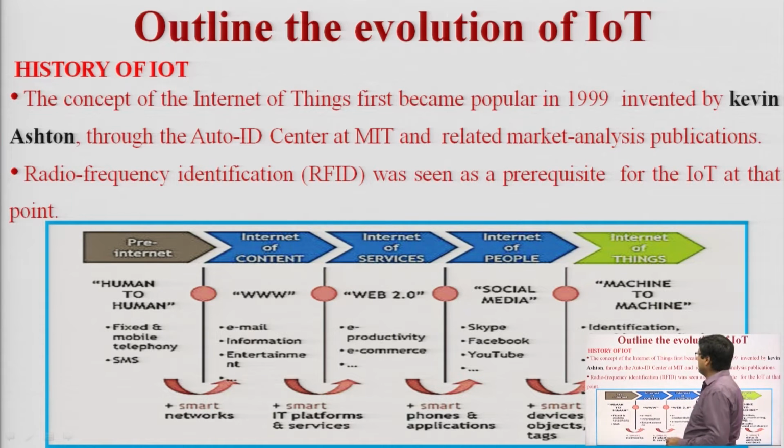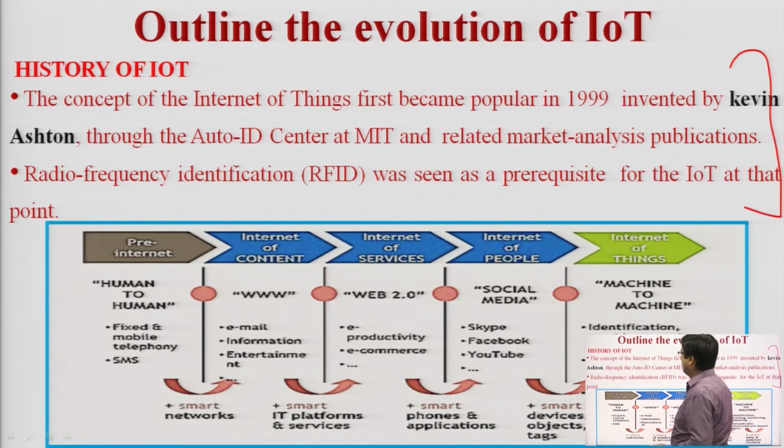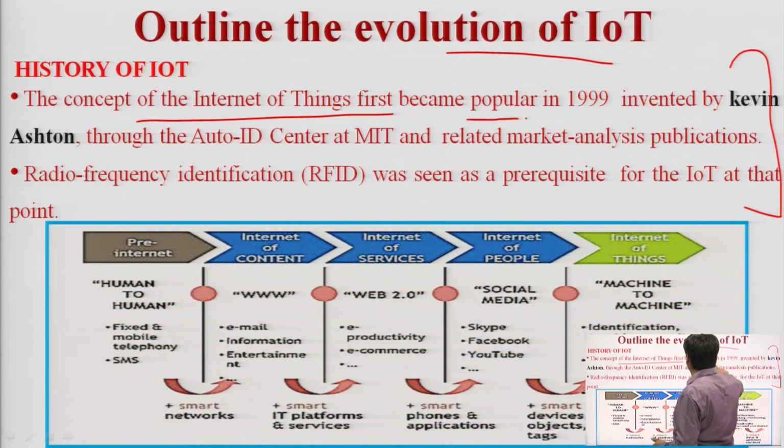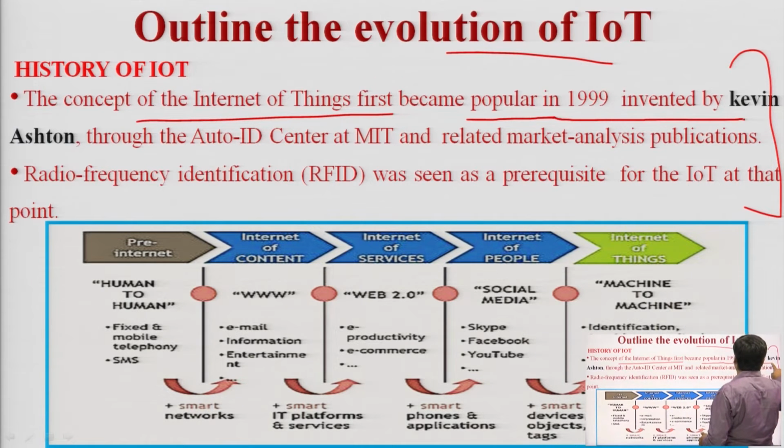So, in this slide we will see the history of IoT. History means the evolution of IoT. So, outline the evolution of IoT. Evolution means that the concept of IoT first became popular in 1999, invented by Kevin Ashton.